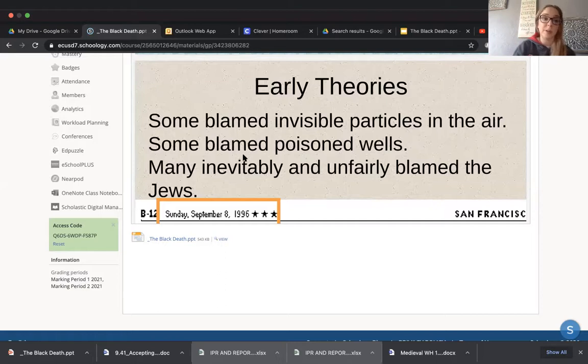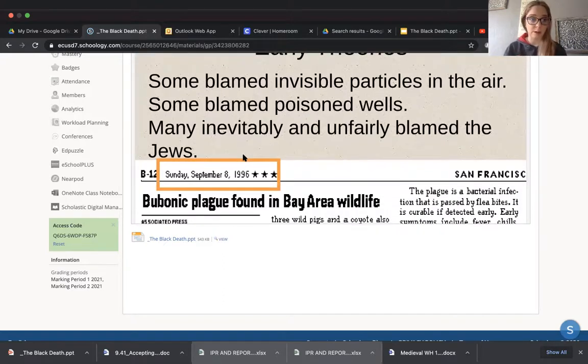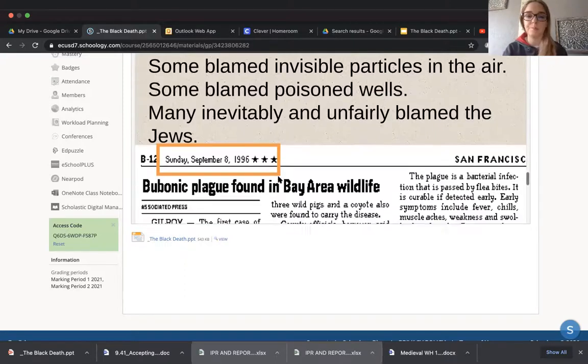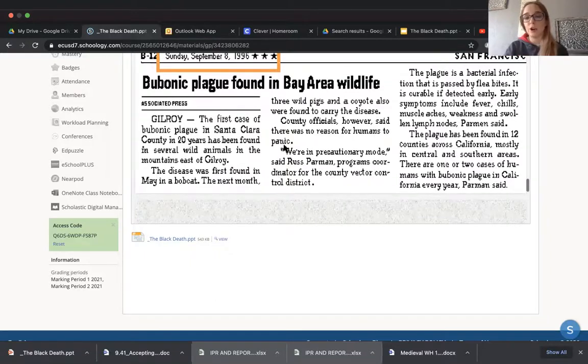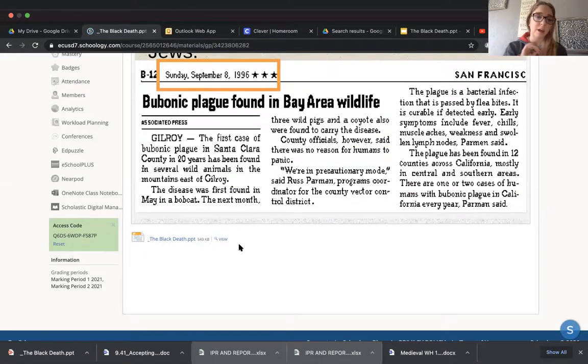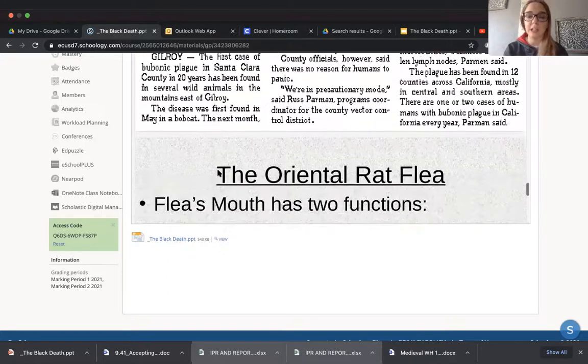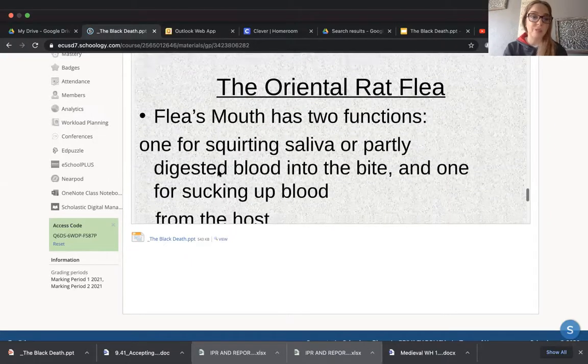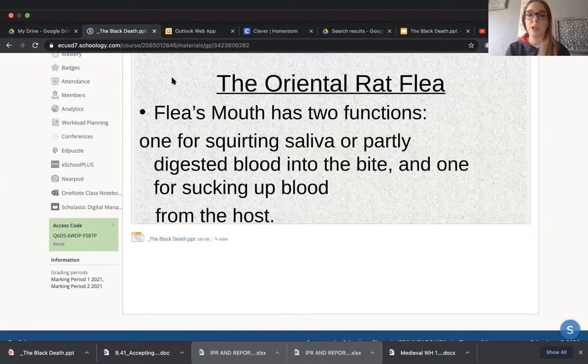So some early theories, because people didn't know why it was spreading. Unfortunately, the Jewish population throughout all of world history has been persecuted and scapegoated for a lot of different events. And interestingly enough, one of the common rumors going around during this time frame was that the Jews within local communities were poisoning wells. Okay. Here is an article that you can look up on your own if you'd like, of a more modern outbreak of the bubonic plague in the United States. So it still exists. It's just very, very rare and oftentimes treatable.